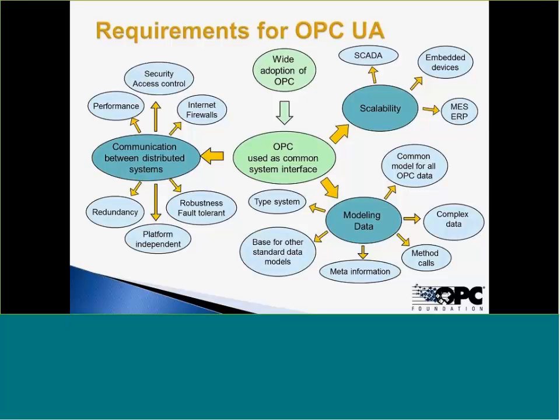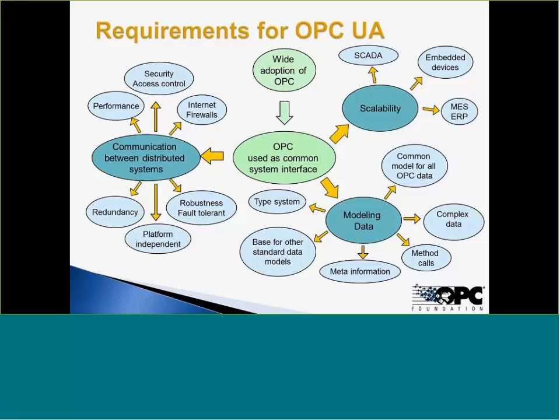So we had to come up with a scalable architecture, which is part of the requirements for the OPC UA technology. We knew that we wanted to be able to communicate between a variety of distributed systems, and the importance of doing that is we had to have very good, secure ways of doing that, be able to cross the firewalls, still have high-speed performance, and then be reliable and robust and support the whole notion of platform independence in this kind of architecture.